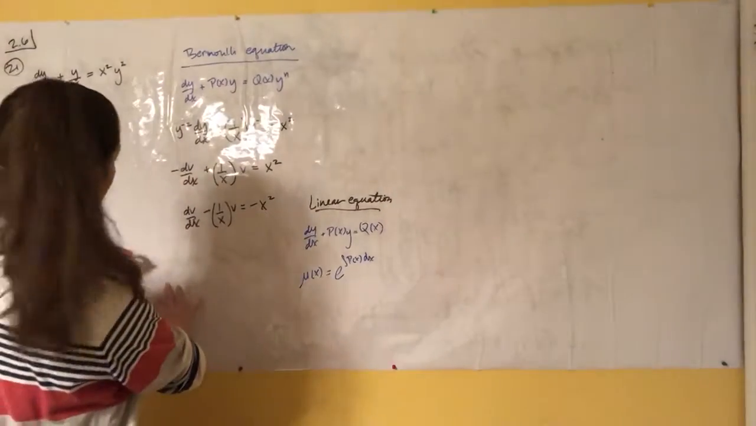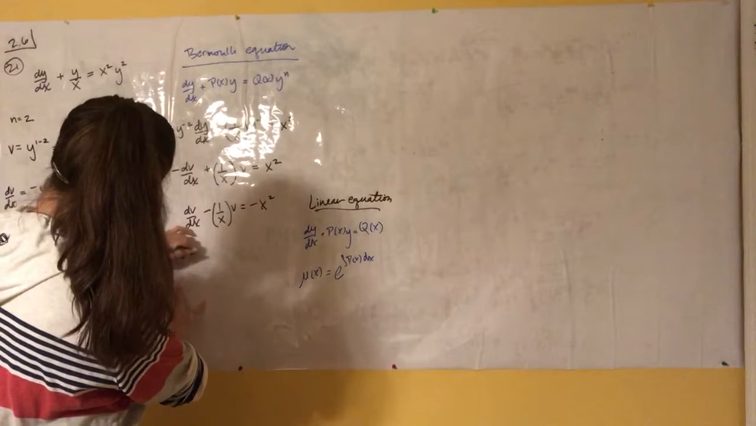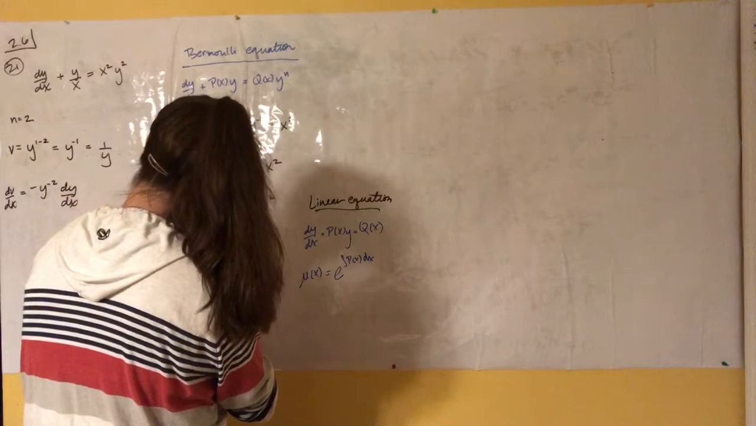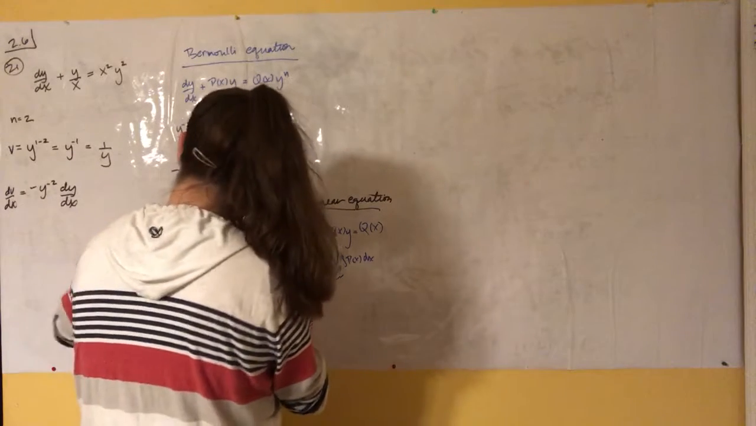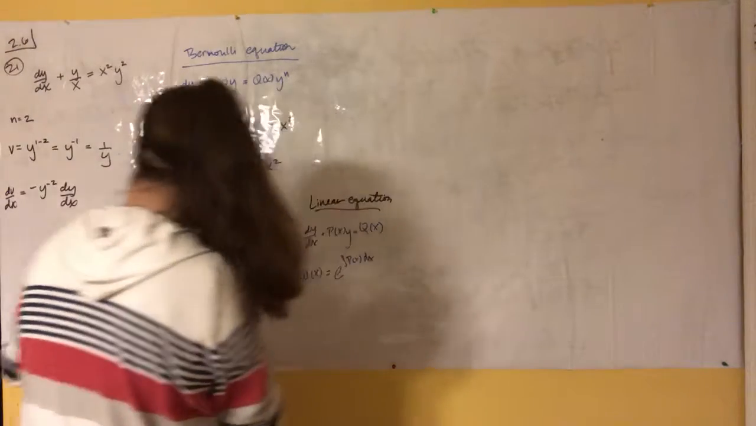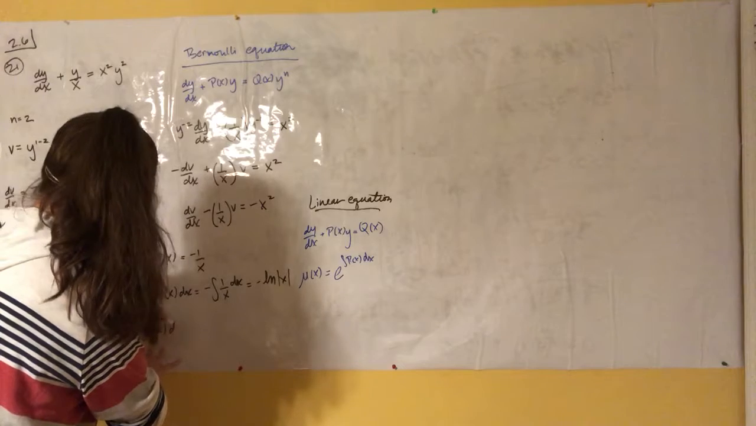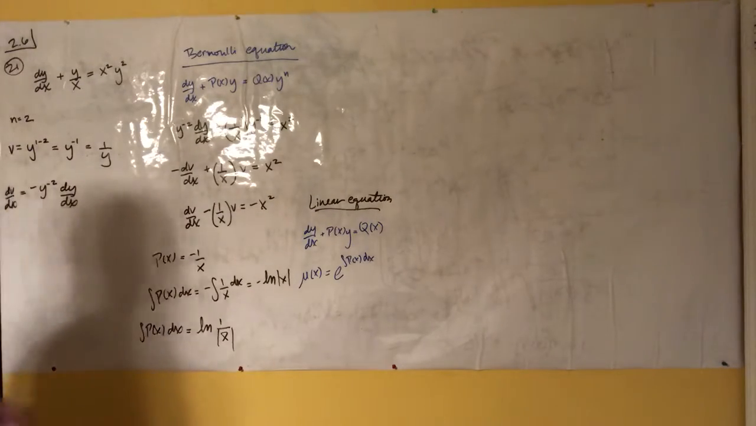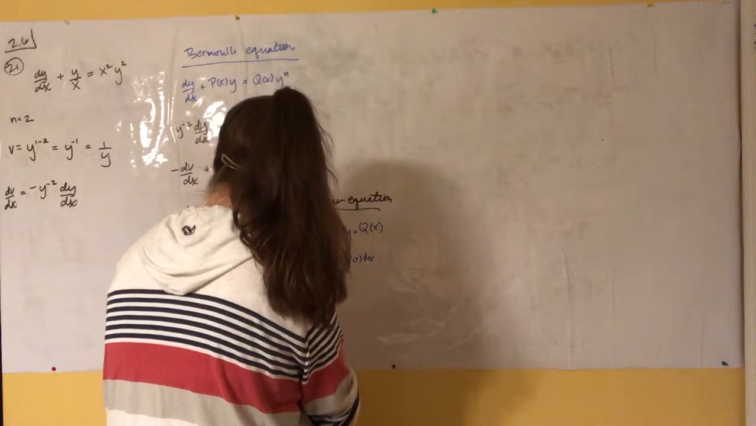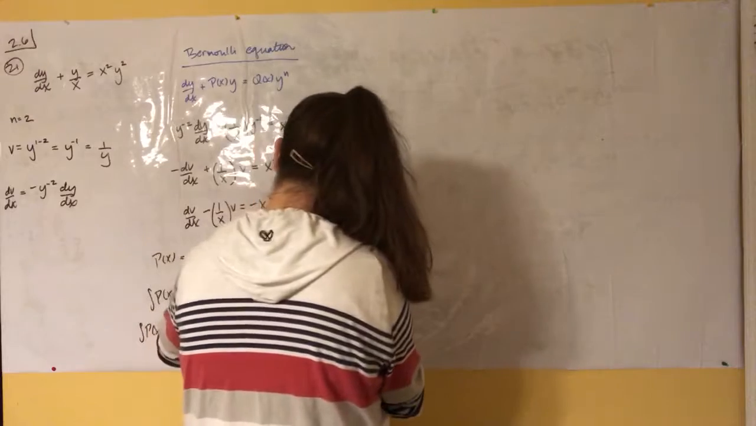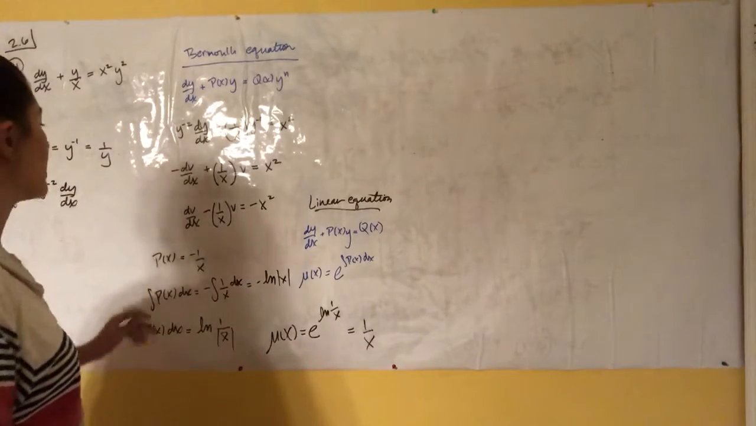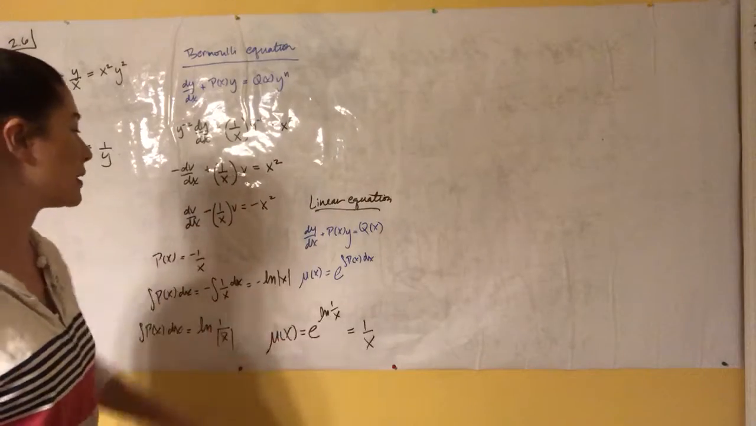Okay. So the p of x is equal to negative 1 over x, so the integral of p of x dx is going to be just ln of 1 over x, right? Okay. And then the integrating factor is going to be e to the power of ln of 1 over x. So your integrating factor is going to be 1 over x. You're going to take that and multiply this whole linear equation by 1 over x.